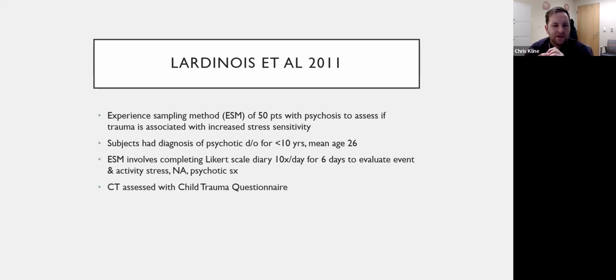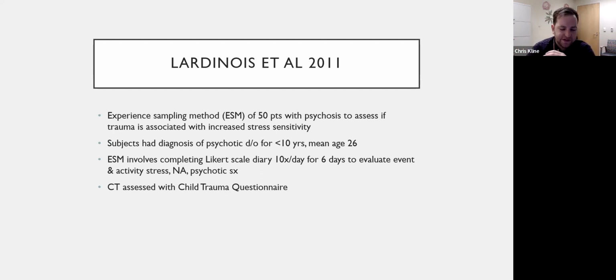And they used a method called experience sampling method, which is a protocol I'll cover a little bit more in depth here because another study I talk about a little bit later on also uses it. Essentially, this means that patients were prompted to record their daily current mood, experience, and stress 10 times a day for 6 days. They're prompted with a beeping reminder to do so, and they complete a Likert scale of different statements. Likert scales use I agree to I disagree statements.